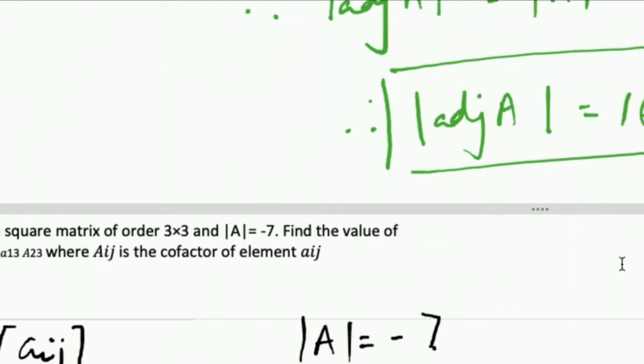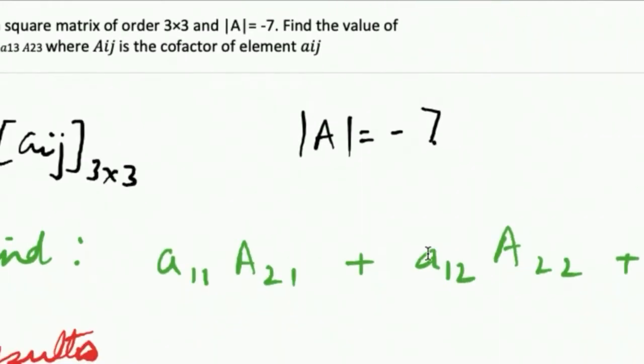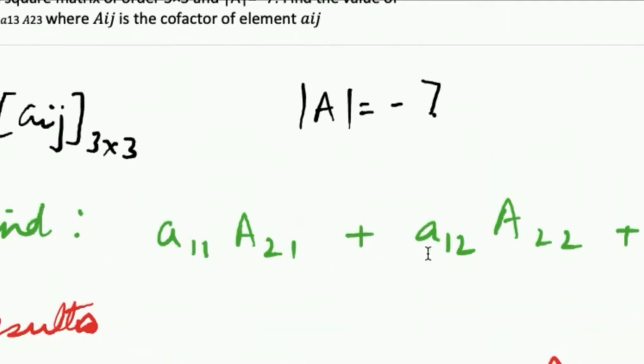Now again, we have important results related to this. Had it been a11 into A11, a12 into A12, a13 into A13, with the cofactors of the same row, then we would have obtained the value of the determinant. But here the cofactors have been changed, they are the cofactors of the second row. In such a case, when corresponding elements of one row are multiplied with the corresponding cofactors of the second row, then their sum is equal to 0.